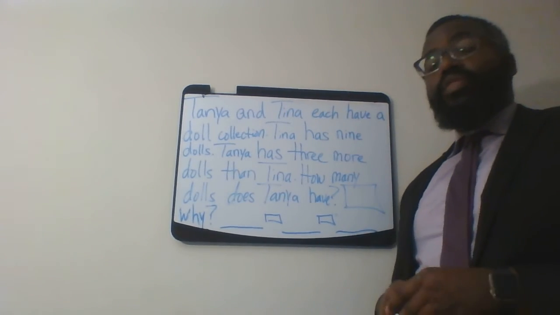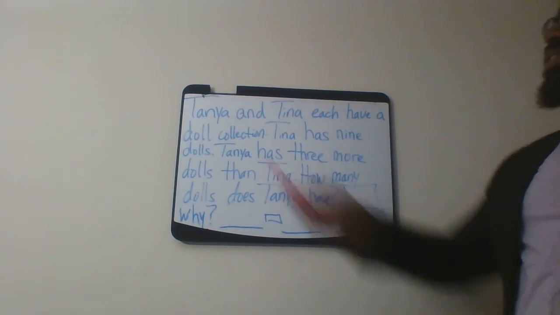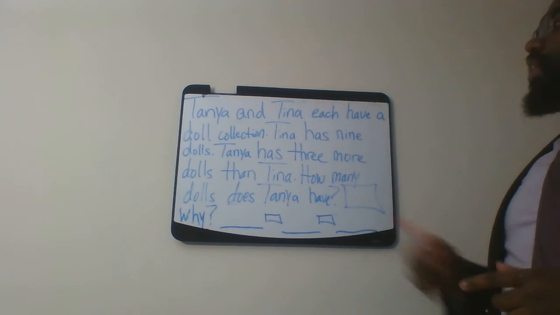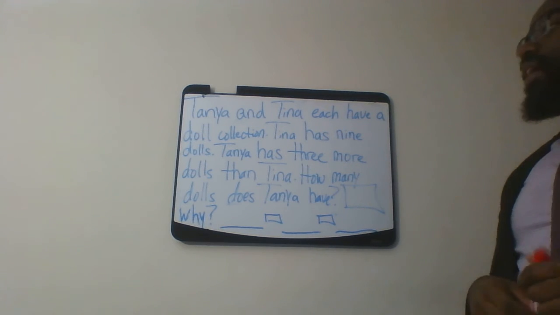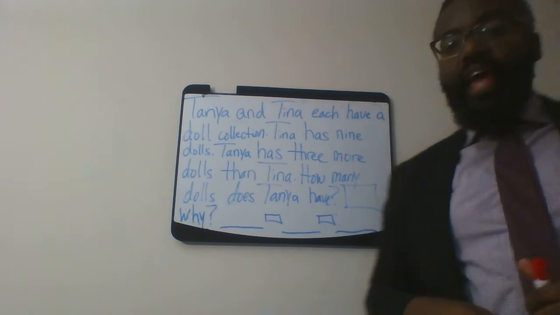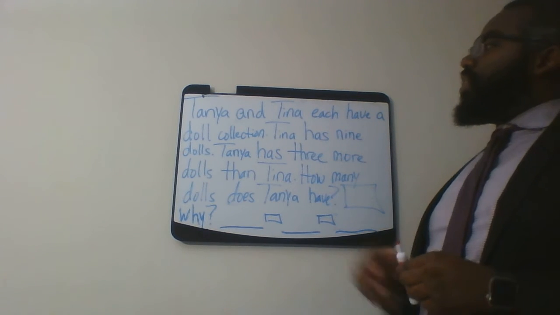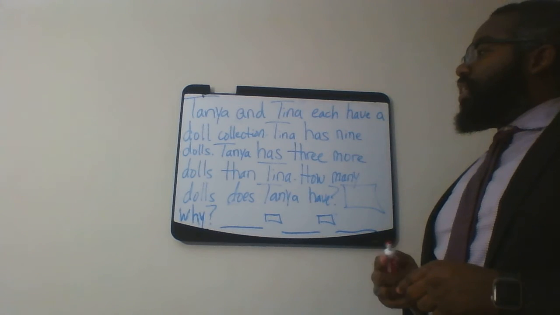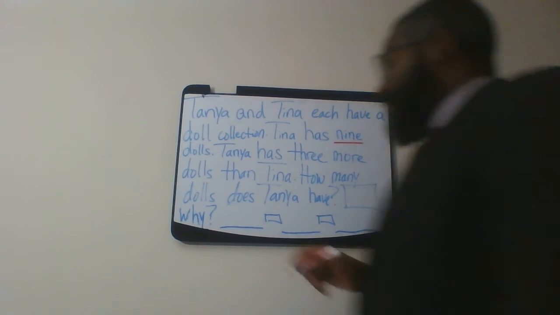Now, as we flip the page over to 284, let's get started with our first word problem. It says Tanya and Tina each have a doll collection. Tina has 9 dolls. Tanya has 3 more dolls than Tina. How many dolls does Tanya have? So, let's read the first sentence again. Tanya and Tina each have a doll collection. Read sentence number 2. Tina has 9 dolls. You underline number 9 right there.